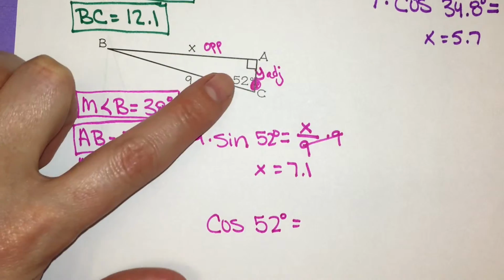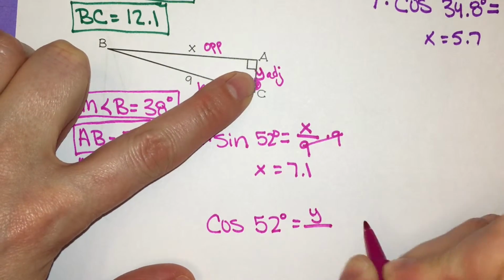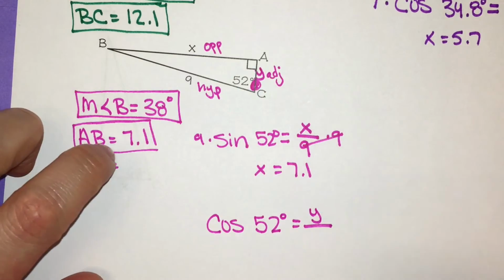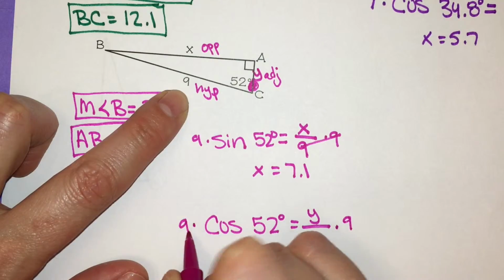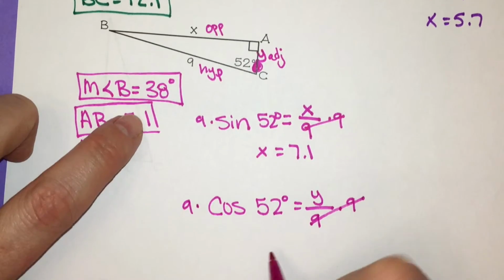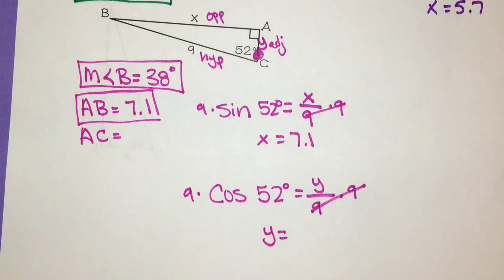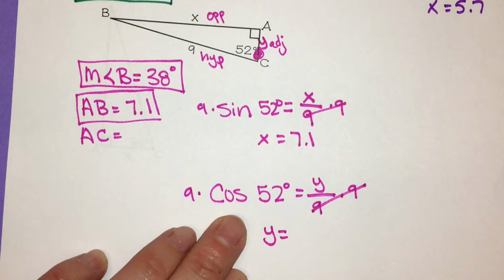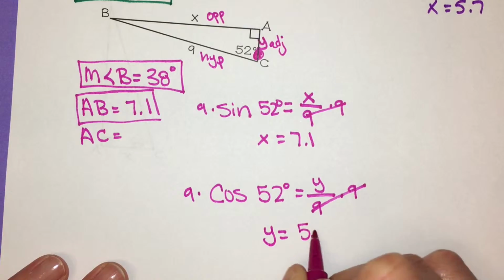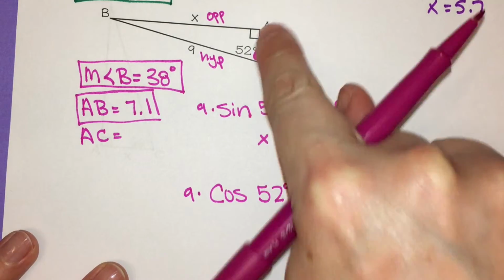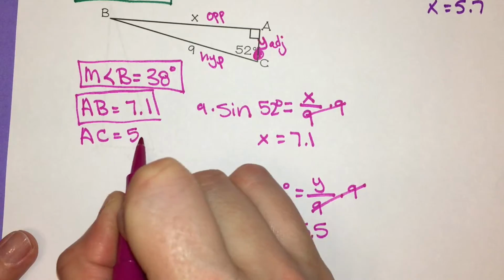is equal to the adjacent, which I'm saying is length y, just calling it my variable, over the hypotenuse, which is 9. I'm going to multiply both sides by 9 to get y by itself. And when I type this into my calculator, 9 times cosine of 52 degrees, I get 5.5. And that is side length AC, so 5.5.